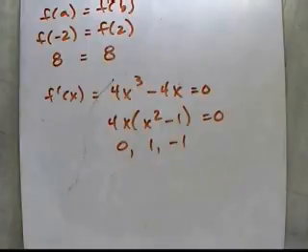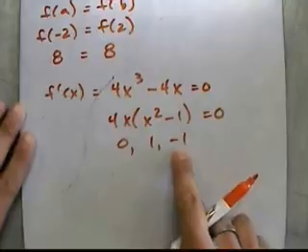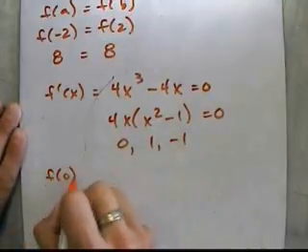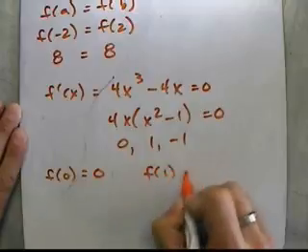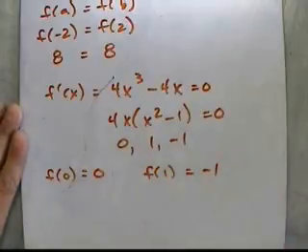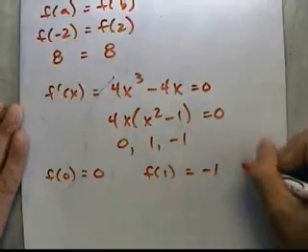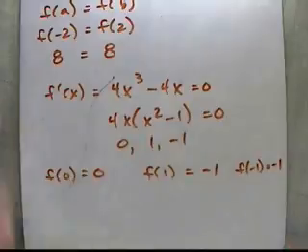Now I want to check, just ballparking it, to see what kind of points these might actually be. If I were to plug in these values real quick here, let's just see what I would get. So f of 0, if I plug in a 0, I get 0. If I do f of 1, if I plug in a 1, I get -1, I believe. And then the last one, if I plug in f of -1, I get -1 again. Cool.